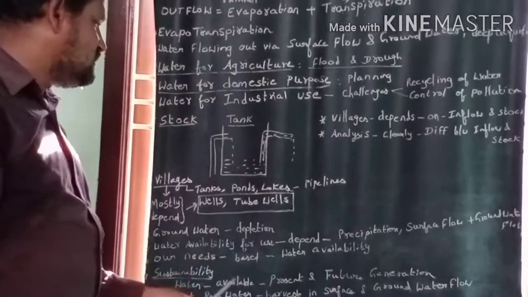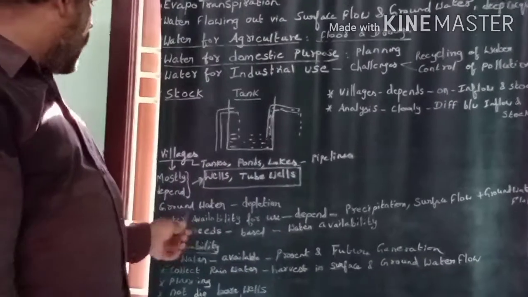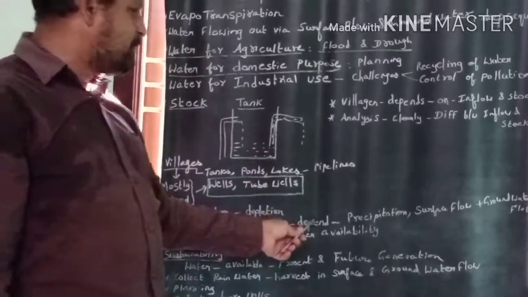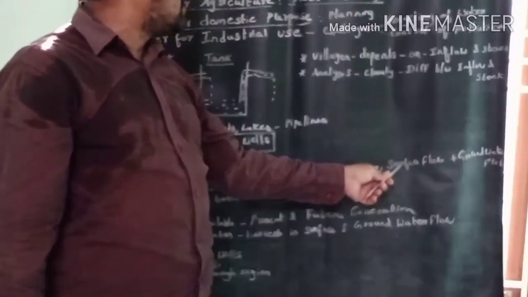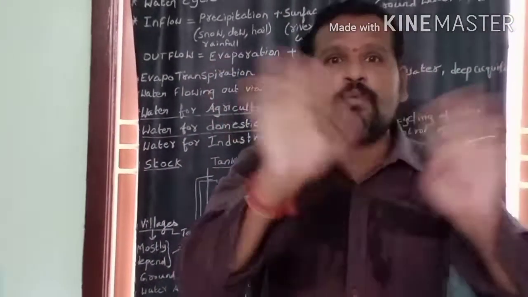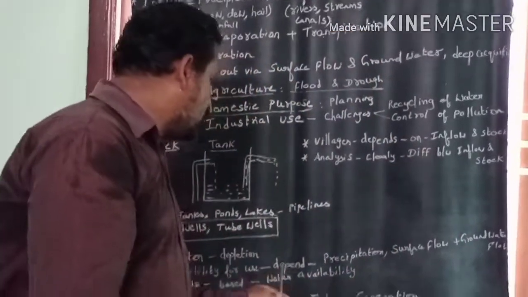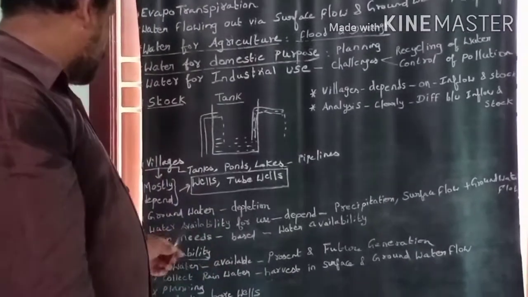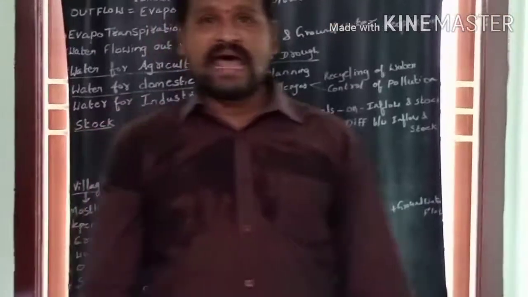water availability. The water availability of a village depends upon precipitation, surface flow and groundwater flow. The water availability for us depends upon precipitation, meaning rainfall, surface flow resources like rivers, canals, streams, and groundwater. We should not waste water unnecessarily. We should use water to meet our needs, depending upon water availability.